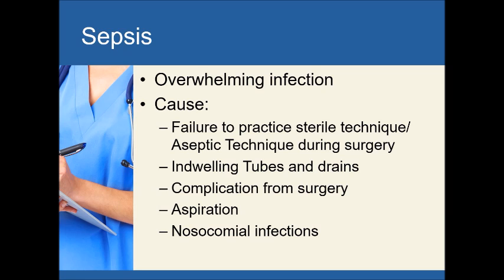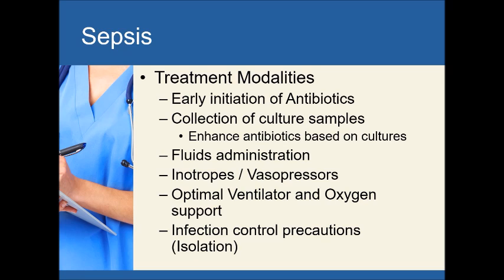Last but not least, another source of sepsis is nosocomial infections, also known as hospital-acquired infections. As we know, hospitals are not clean places, so there are a lot of sick people gathered in a small place. The risk for transmission of diseases is quite high. Therefore, it's very important to practice hand hygiene and infection control precautions to isolate the patient, for the patient's safety, for the staff's safety, and also for the safety of the rest of the patients.